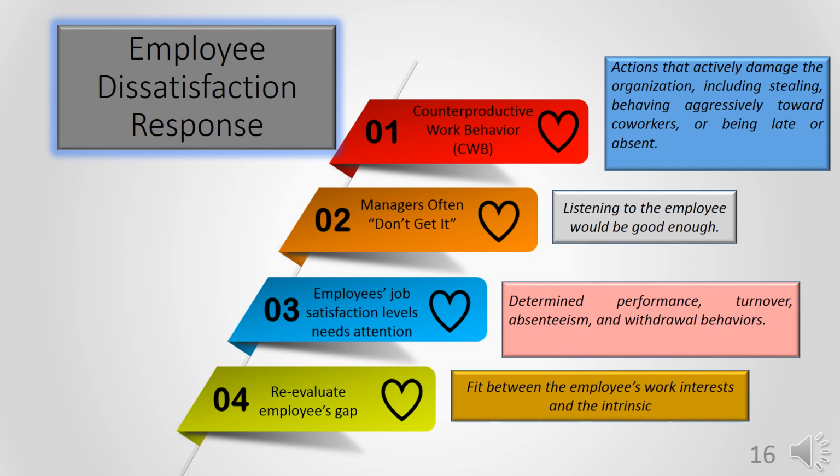There are four elements. The first one is counterproductive work behavior. It is action that actively damages the organization, including stealing, behaving aggressively towards co-workers, or being late or absent. The next one is that managers often don't get it. It is a term meaning that some managers don't listen to the employees.